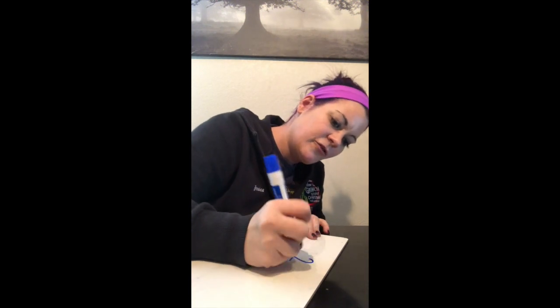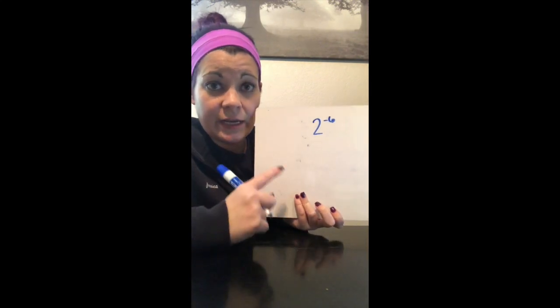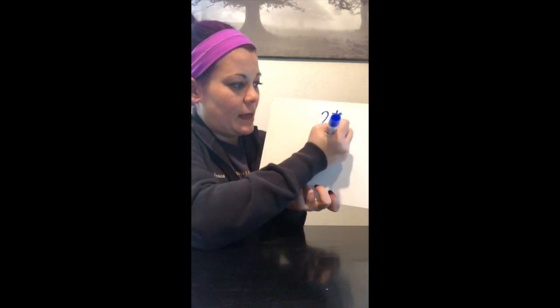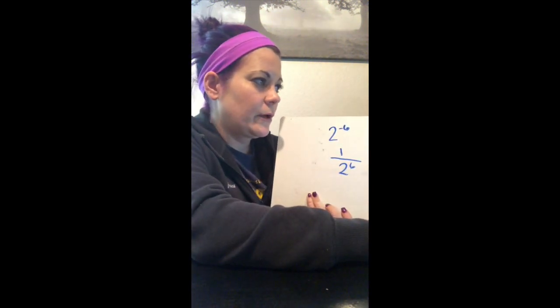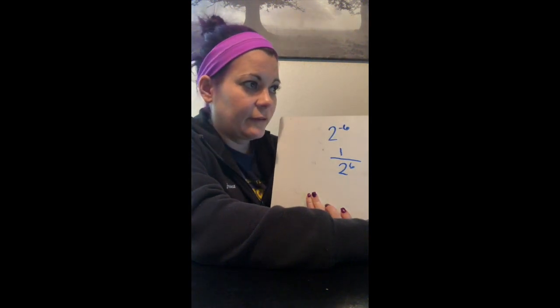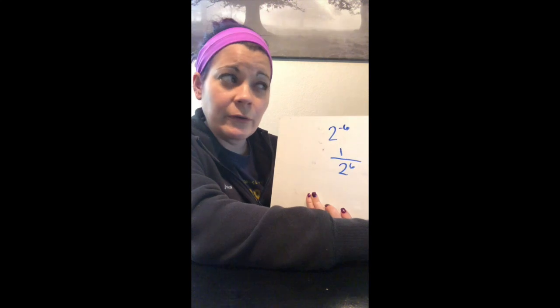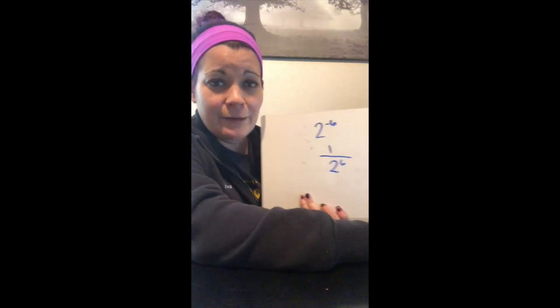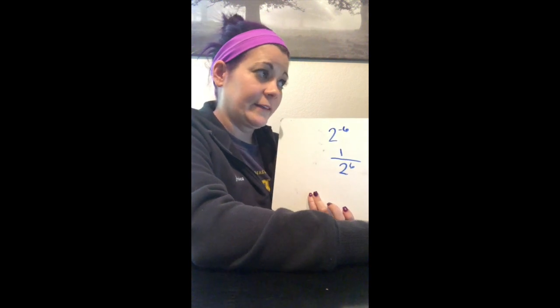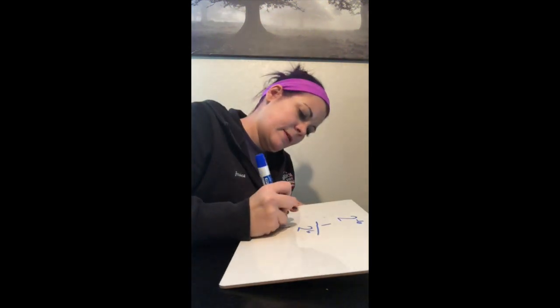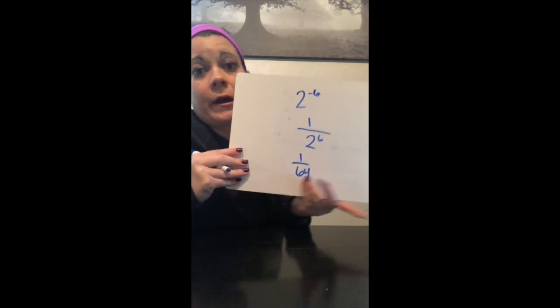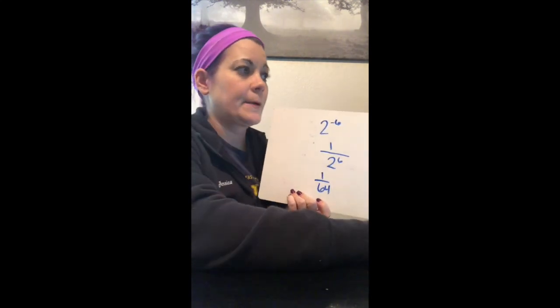Let's do another one. So if we have 2 to the negative 6, we have a negative exponent here, and remember, to change the negative exponent to a positive exponent, we write it as a fraction, 1 over 2 to the 6, and then we say, well, what is 2 to the 6? That's 2 times 2 times 2 times 2 times 2 times 2, multiplying repeatedly by 2, 6 times. And I think that is 64. So this answer would be 1 over 64 as the final answer.